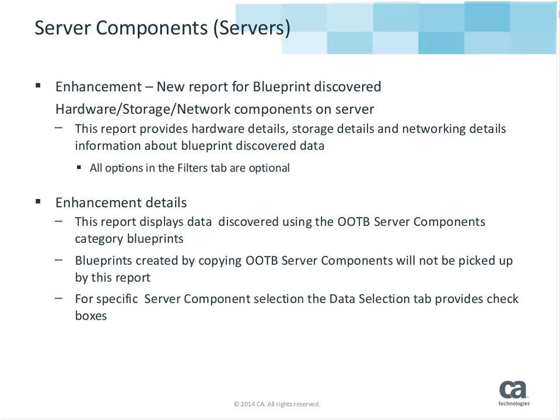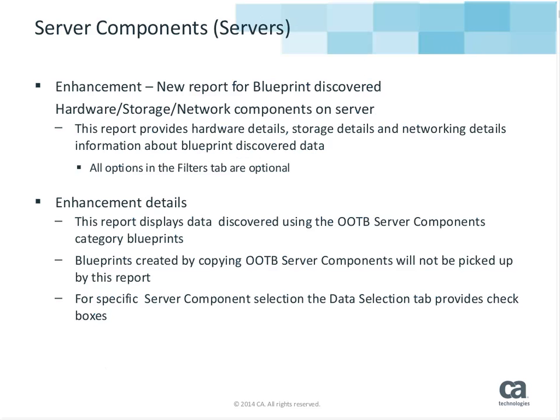Then we take a look at server components and servers. A new report for blueprints discovered. So we are interested in the hardware, storage, and network components on the server. The report provides hardware details, storage details, network details, and information about blueprint discovery data. All options and the filters are optional.